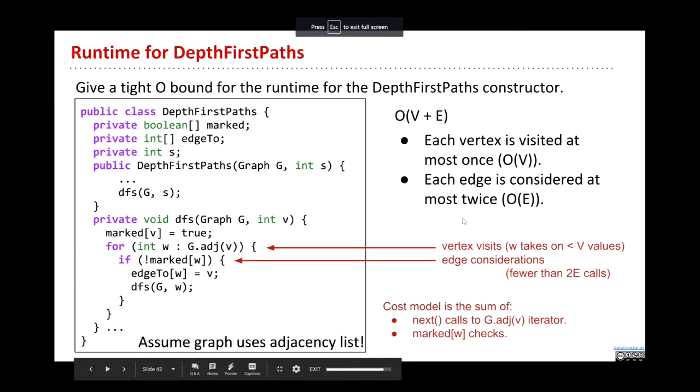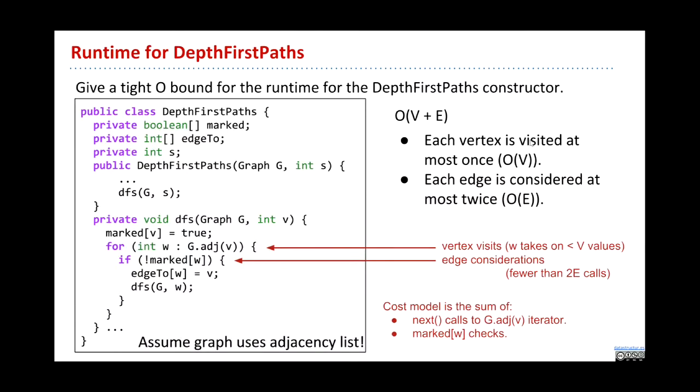Okay? So overall, the argument, there's many different ways to come at this. But one is each vertex visited at most once. And what I mean by visited is it gets to be the active vertex. Each vertex gets to be V one time. And each edge is considered at most twice. Okay? The reason I say at most is some edges may not be used because they're not reachable from the source. Okay? And so overall, the runtime is V plus E.